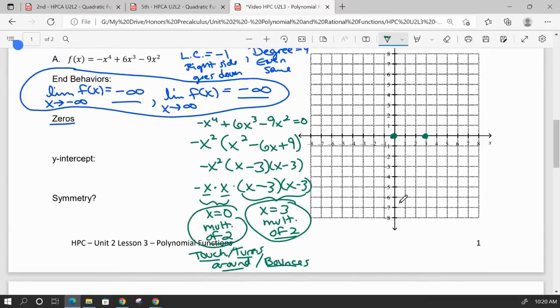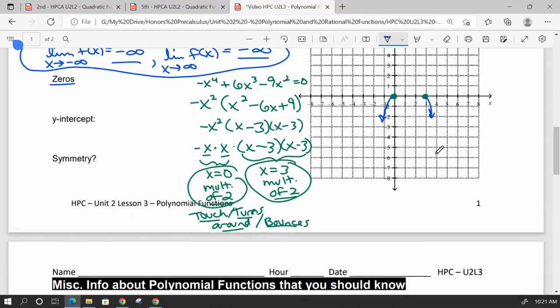The other thing that I can graph is my end behaviors. I know that the right side has to be going down and the left side has to be going down. So I can sketch the right side going down and the left side going down. Then I use this notion that its multiplicity is 2, so it's going to touch and turn around, or bounce, at these points. So it's not going to cross the x-axis. If it was an odd multiplicity, it would cross the x-axis, but with even multiplicity, it touches and turns around.